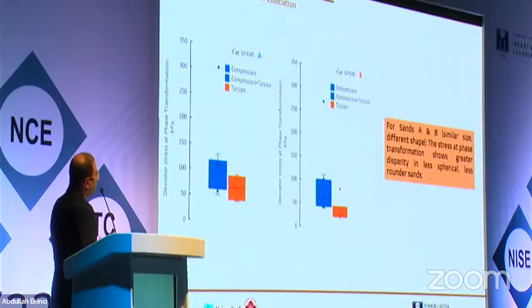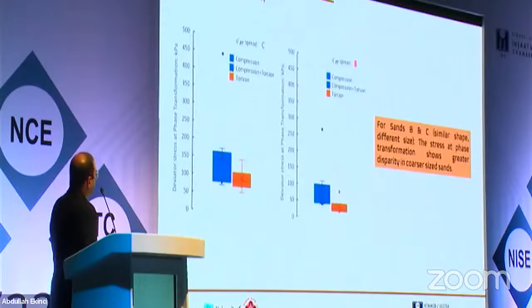Now, something that we know, but it's nice to say it in a couple of diagrams. This time, keeping the shape constant and varying the size, C is far coarser than B, not the coarsest of all sands, but coarser than B. And you pretty much see the same effect. This time, as size increases, your anisotropy kicks in. In a way, you can say that the stress at phase transformation shows greater disparity in your coarser size sand.